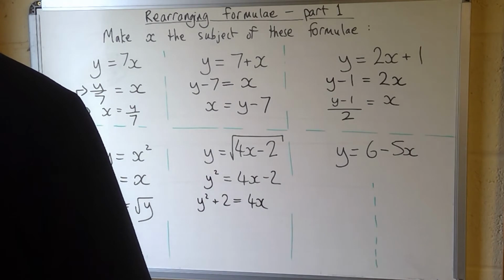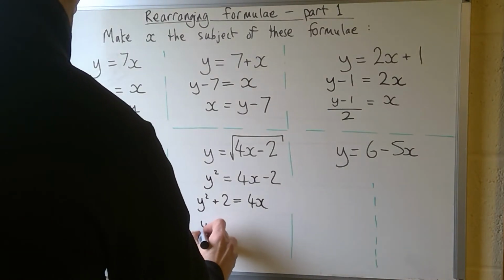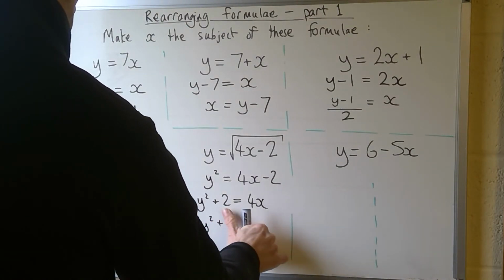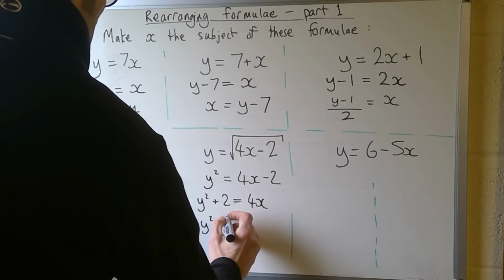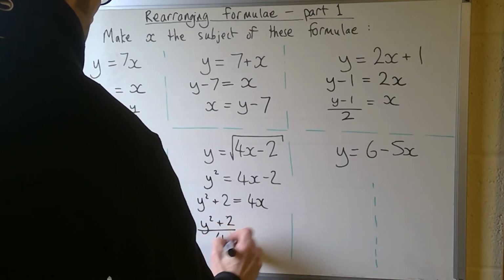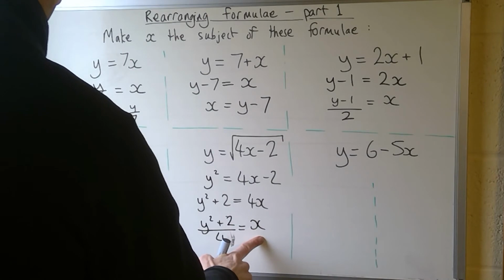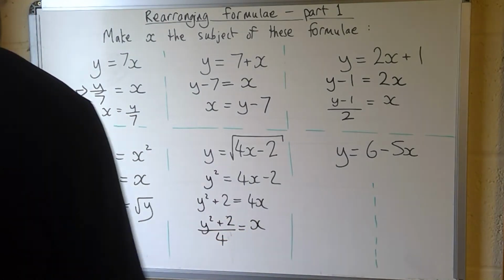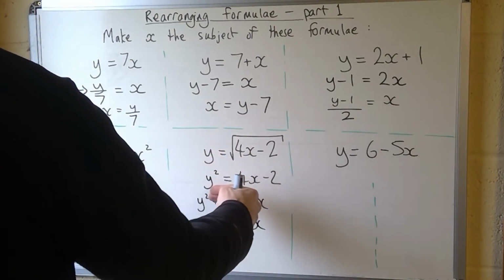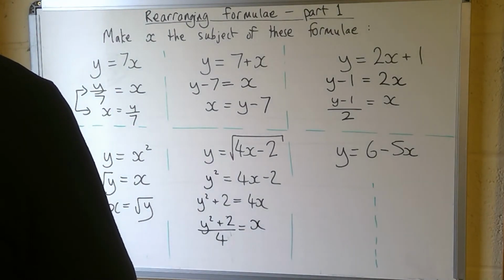And the final thing I'm going to do is I'm going to divide both sides by 4. So I get x equals y squared plus 2 over 4. Don't try and rush these, make sure you're doing it step by step.